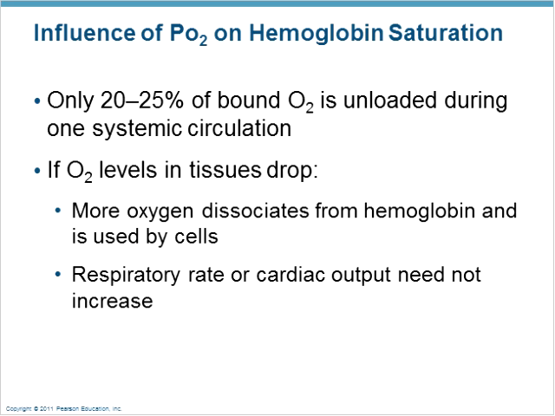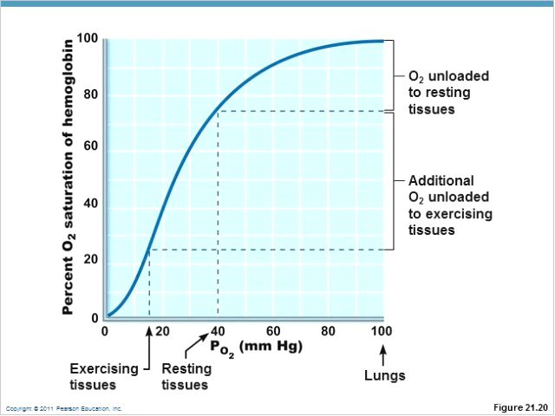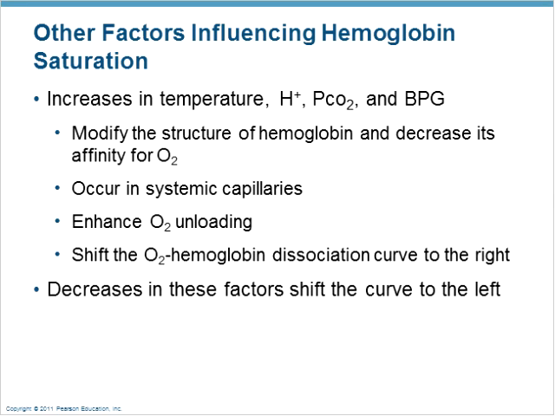The influence of PO2 on hemoglobin saturation: only 20 to 25% of bound O2 is unloaded during one systemic circulation. If O2 levels in tissue drop, more oxygen dissociates from hemoglobin and is provided to the cells. Respiration rate or cardiac output need not increase at this level. It'll just release more oxygen. So only about 25% of the bound oxygen in a normal person is released. Look at that again, you see that on the oxyhemoglobin curve.